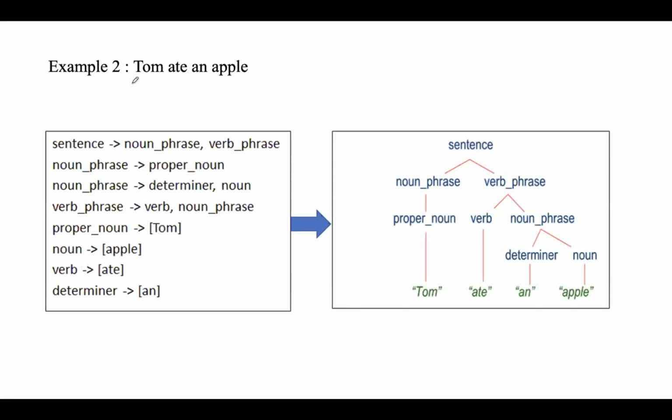In the same way, if you take the second example, Tom ate an apple. If these rules are given directly to you, as a context free grammar, these are productions. If they are given, then you can draw the parse tree from that, or else just like how we considered before, we need to construct the parse tree based on the words in the sentence. So here sentence derives noun phrase and verb phrase. Again, noun phrase has a noun that can be a proper noun or a common noun.